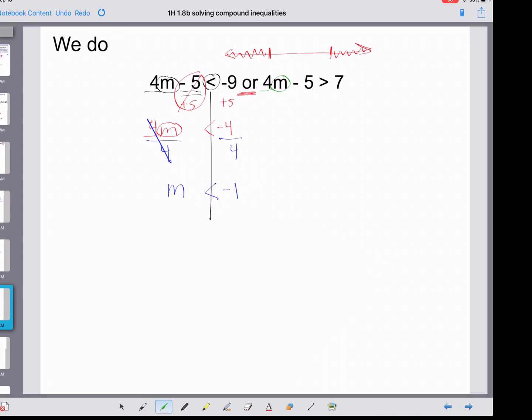There's m, there's my coefficient, there's my constant, and my lollipop, just to make sure that I'm fair and equal to all the sides. Start by adding 5 to get rid of the constant.